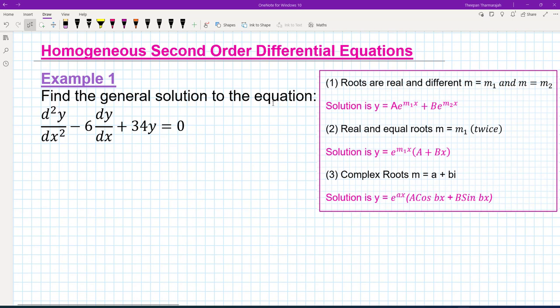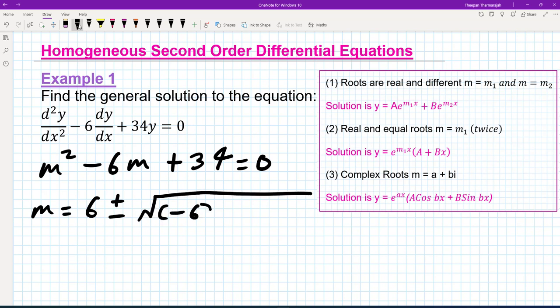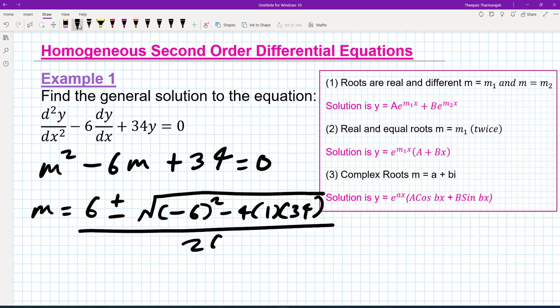Here's the third type. Now we're going to solve this auxiliary equation. But this time we're going to get some complex roots. So we get m equals 6 plus or minus the square root of (minus 6 squared minus 4 times 1 times 34), all over 2 times 1.